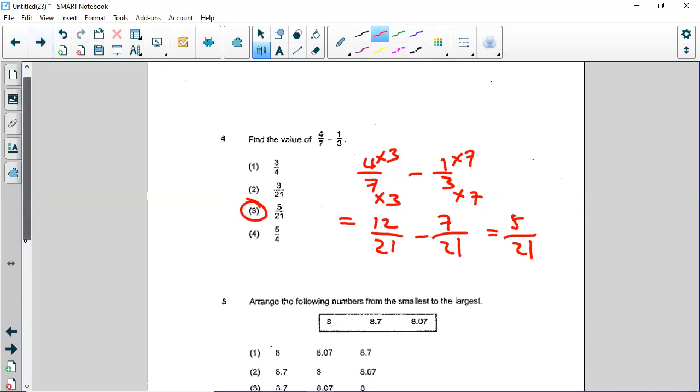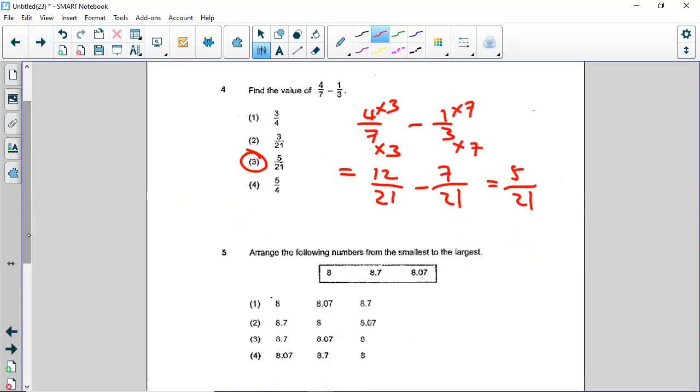Okay, let's go to number 5. How do you arrange the numbers from smallest to the largest? Now you cannot compare these 3 numbers. Why? Because they are different. There's a whole number, there's a decimal. So you will need to change the whole number into a decimal. And you still cannot compare because there are different decimal places.